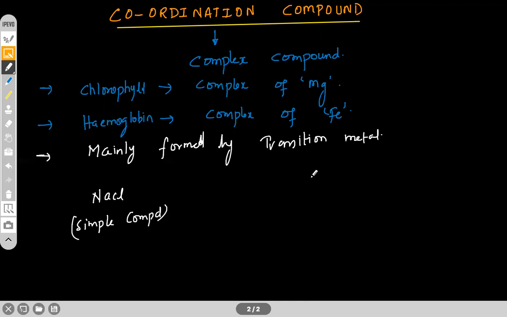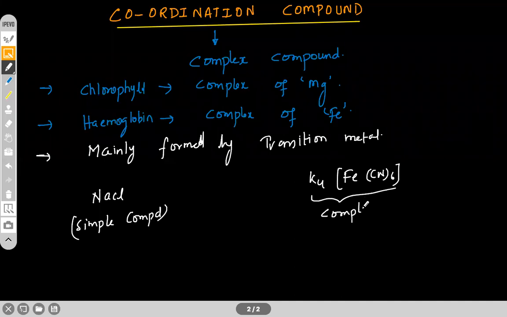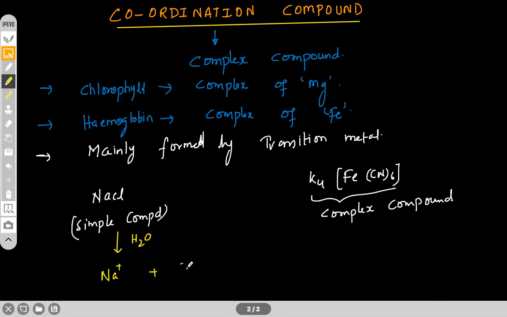And the other one I'm taking is K4[Fe(CN)6]. It is a complex compound or coordination compound. In NaCl, what happens? If you dissolve this in water, it dissociates into its ions, that is Na+ aqueous and Cl- aqueous. So it completely converts into its ions.